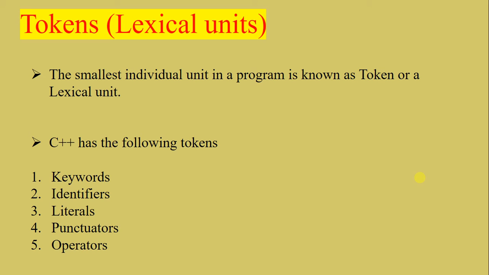Tokens, also called lexical units. The smallest individual unit in a program is known as a token or a lexical unit. Suppose I have a sentence, my name is Amanpreet Singh. The sentence is made up of words and the words are made up of alphabets. So I can consider alphabets as the smallest individual unit in writing a sentence. Similarly, we have the smallest individual units for writing a program in C++, and these are known as tokens or lexical units. C++ has the following tokens: keywords, identifiers, literals, punctuators and operators.